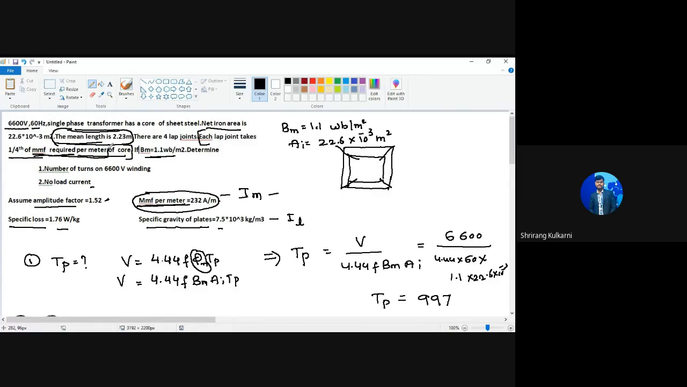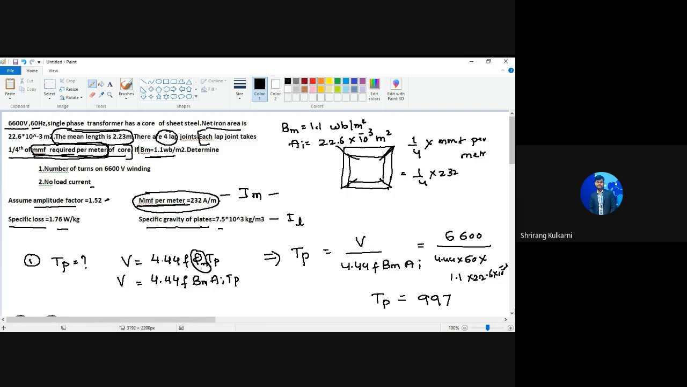MMF per meter how much is given? 232 is given. Mean ಅಂದ್ರೆ ಒಂದು ಲ್ಯಾಂಪ್ ಜಾಯಿಂಟ್ ಎಷ್ಟು MMF ಇರ್ತದ ಅಂದ್ರೆ 1/4 of MMF per meter. ಎಷ್ಟು ನಮ್ಮಲ್ಲಿ 1 MMF per meter 232 ಅದ. Okay, 1/4 of 232 for one joint. One joint how much it carries? It carries 1/4 of MMF required per meter. Total how many joints we have? Total 4 joints we have.